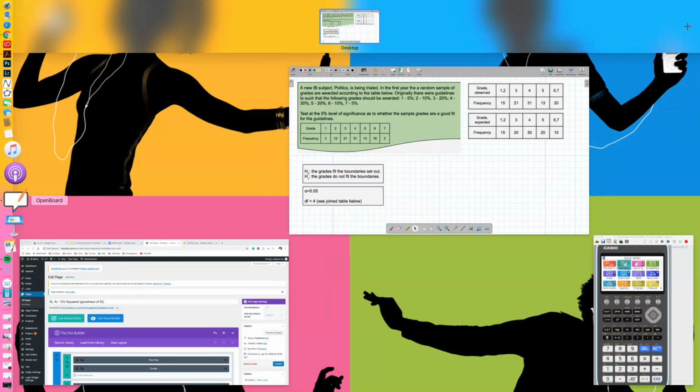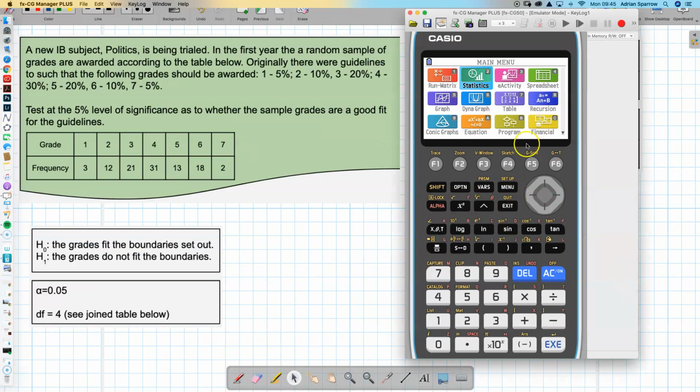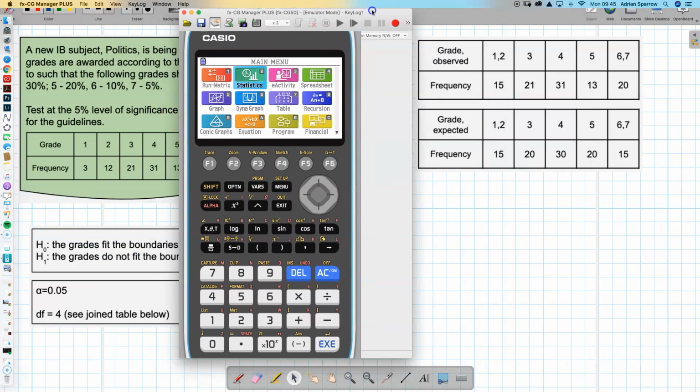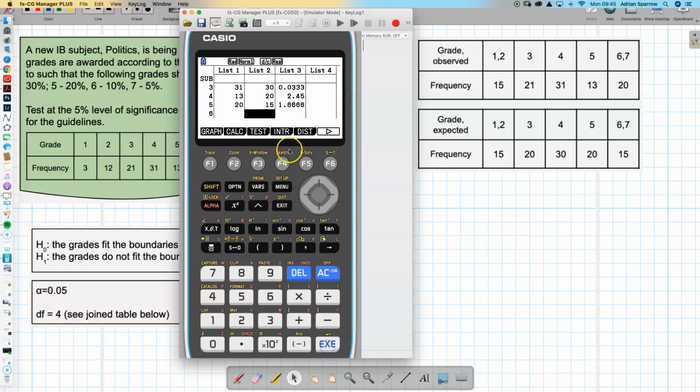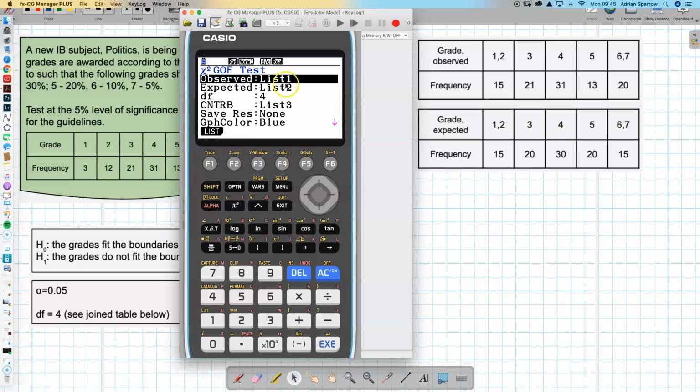So now we'll just go ahead and grab our calculator as normal. We go into the stats mode. I've already put the data into those 5 categories. So 15 and 15, 21 and 20, and so on. I'm going to go to test, chi, goodness of fit, list 1, list 2, degrees of freedom of 4. We go ahead and we've got quite a high p-value and a chi-squared test value, so let's jot those down.